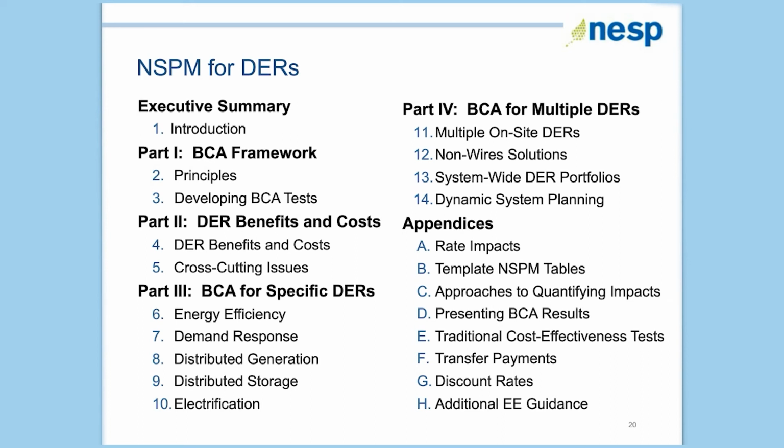There is lots of information in this document on DER benefits and costs. So the definitions, the range of utility and non-utility system impacts, and importantly, cross-cutting issues. What are things that you need to think about when you're doing a multi-DER analysis? What's involved in assessing cost effectiveness and the impacts that are associated with temporal or locational impacts, interactive effects across DERs. There's a whole host of things in that part 2 section of the guidance.